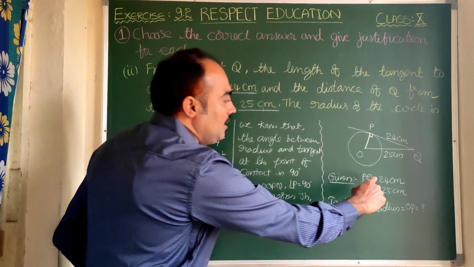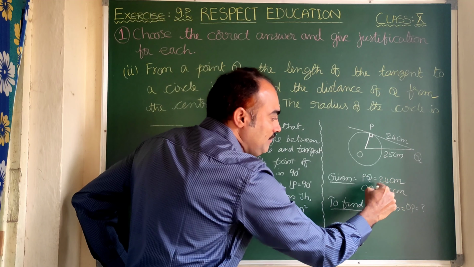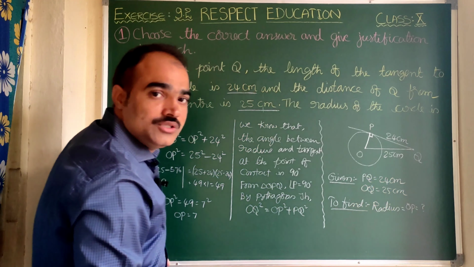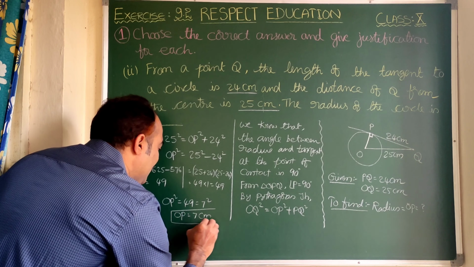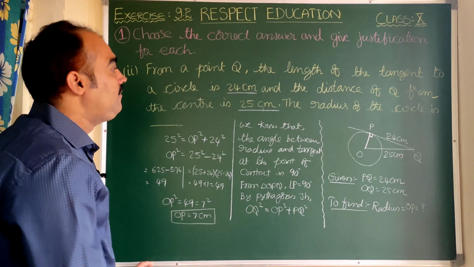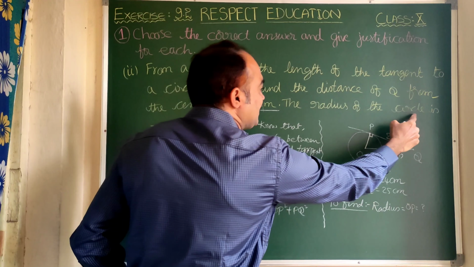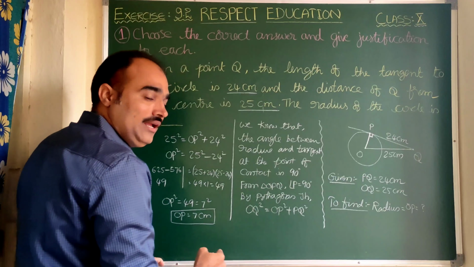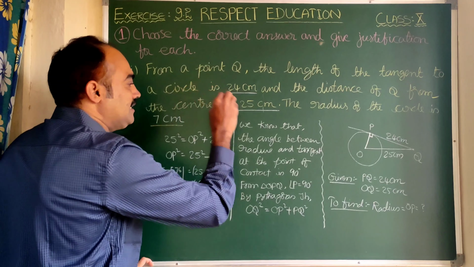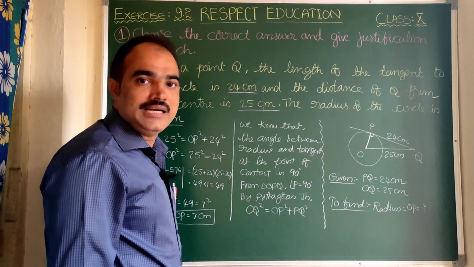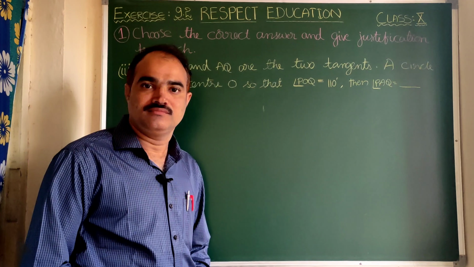Here you observe the units of PQ is centimeter, OQ centimeter. So here OP also should be in centimeter. So finally, let us see the question. The radius of the circle is nothing but OP. OP is nothing but 7 centimeter. Therefore, the radius is 7 centimeter. With this, second bit gets completed.